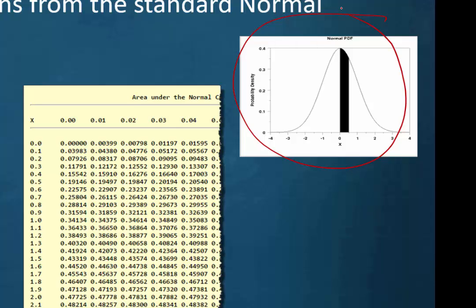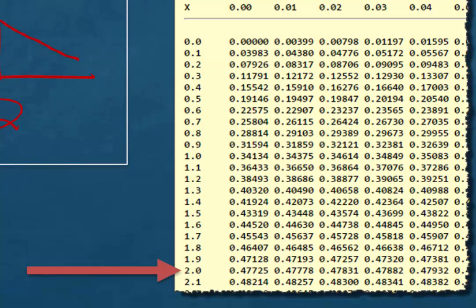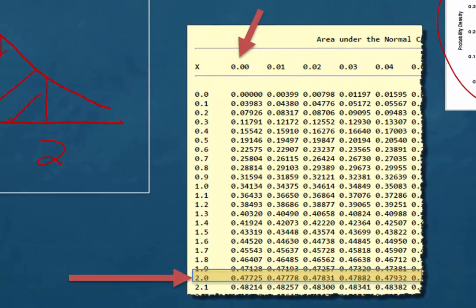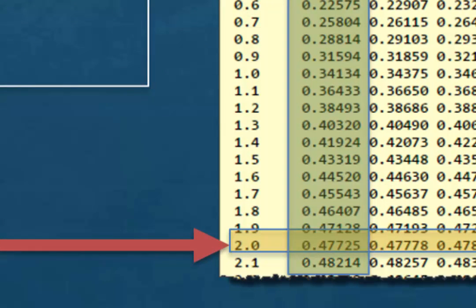So we need to find z equals 2 from the table. I'm going to look here at 2, and I'm looking at that row, and this is actually 2.00 that we need, so we're going to go over to the 0.00 column. If it were like 2.02, I would come over and look at 2.02, but it's not. It's 2.00, so this is the column I look at, and it's going to be this value here, 0.47725.